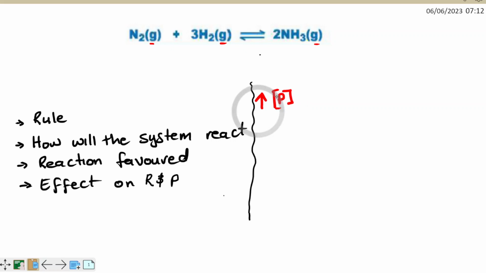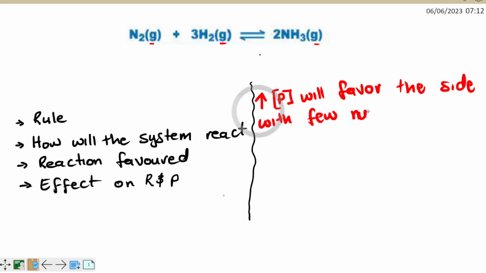in the system at equilibrium will always favor the side with a fewer number of moles of a gas. So an increase in pressure will always favor the side with fewer moles. According to our equation, which side has fewer moles? You can see here you have 1 mole of N2 and 3 moles of H2. So on the reactant side, we have 4 moles of these gases, and on the right hand side we only have 2 moles of ammonia.